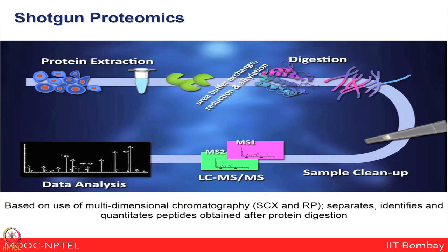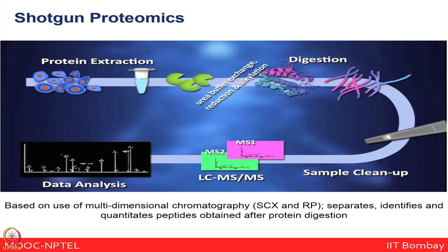This image shown here is for shotgun proteomics. You do not use gels; you directly solubilize the protein, do reduction and alkylation, followed by treatment with an enzyme like trypsin for digestion. Now all the proteins are converted to peptide form. These peptides can then be cleaned up to remove salt and other debris.